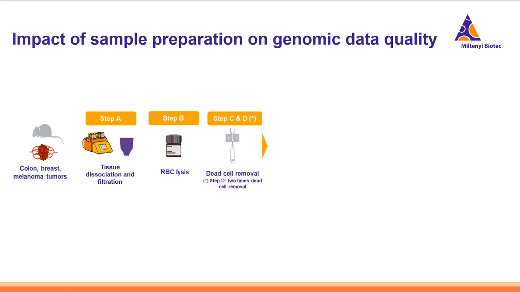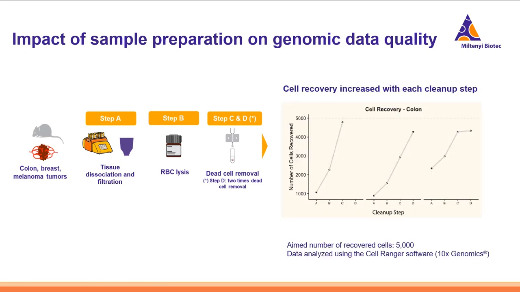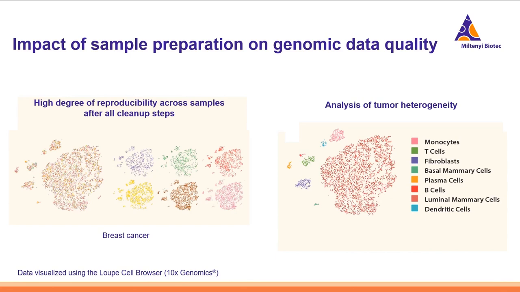And here we have a study on several tumor samples where we perform three different steps of purification, going from the filtration to two rounds of dead cell removal. And we can see here that the cell recovery increases with each cleanup step, and it's really, really important to perform all of these steps in order to obtain enough cells for our study. We can also observe how these different purification steps allow for a high degree of reproducibility across different samples of the same breast cancer tumor. In addition, we can observe that the tumor heterogeneity is fully preserved, as we can see both different kinds of immune cells and mammary cells.